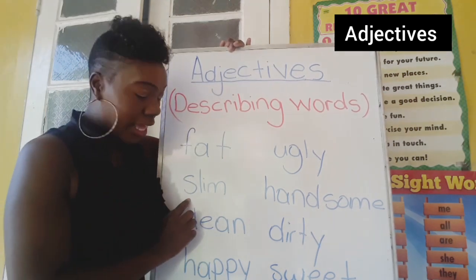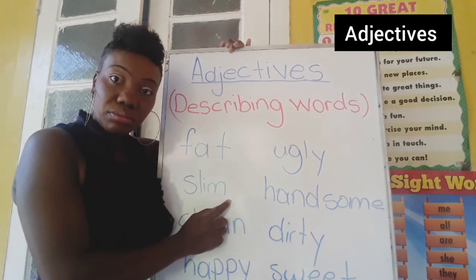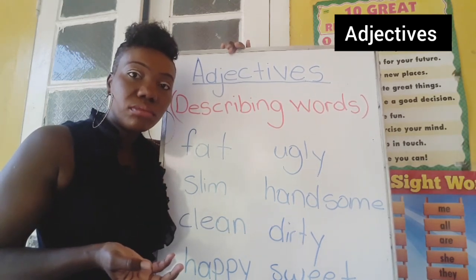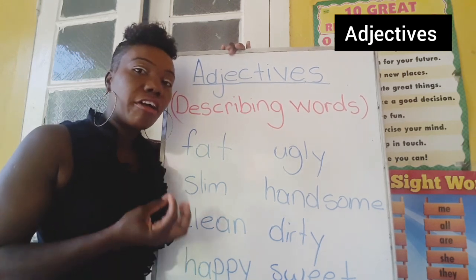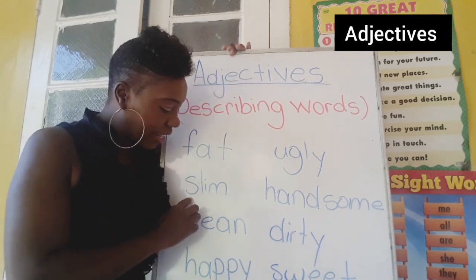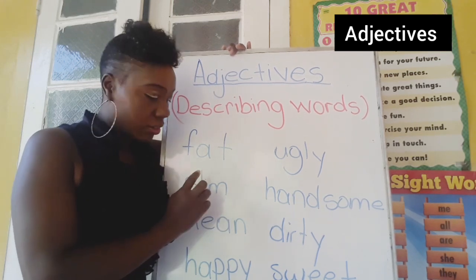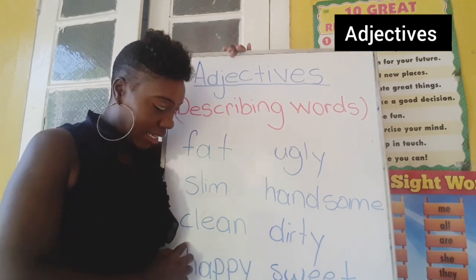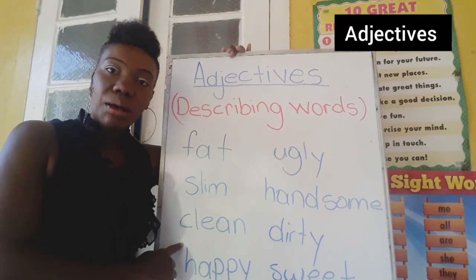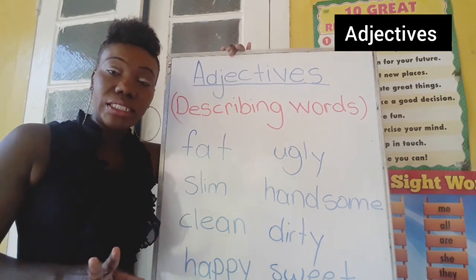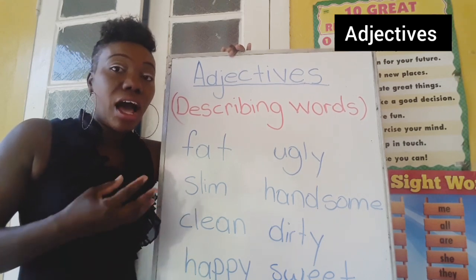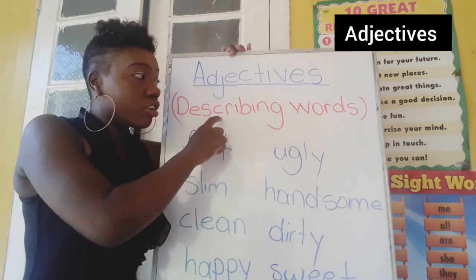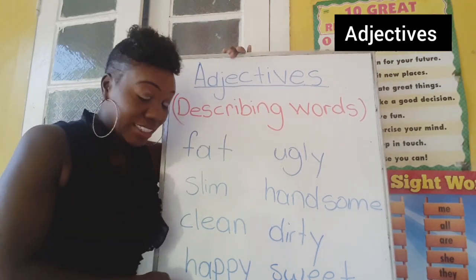This is the word slim. Now tell me a sentence with the word slim. The girl is slim. So you're telling me how the girl looks. So you're describing. This is clean. When somewhere looks clean, or the house is clean, or the table is clean, and you say the house is very clean, then you're telling us how it looks. So you're describing it.